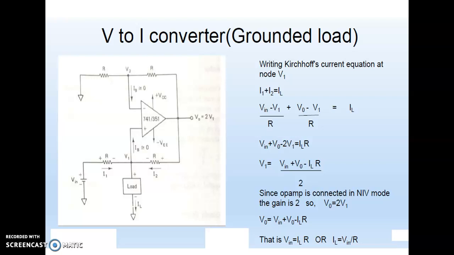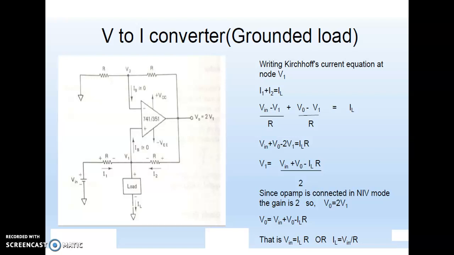Now we will see the V2I converter with grounded load. This is the other type of V2I converter, in which one terminal of the load is connected to ground. The V2I converter with grounded load is shown in this figure. The analysis of the circuit can be divided into two steps. In the first step, we determine the voltage V1 at the non-inverting input terminal, and the second step is to obtain the relationship between V1 and the load current IL.